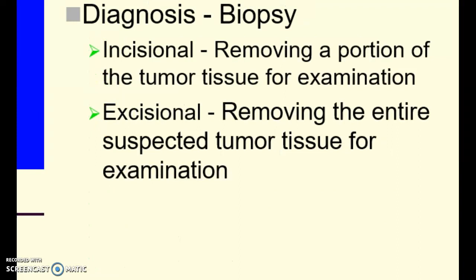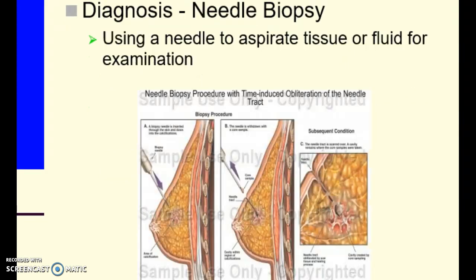In order to have a good, truthful, accurate diagnosis, there has to be a biopsy. This is where they remove a portion of the tissue or the tumor. Sometimes if it's incisional, they just remove a portion. If it's excisional, they remove the entire thing. They can do this as surgical procedures. They can also do needle biopsies.